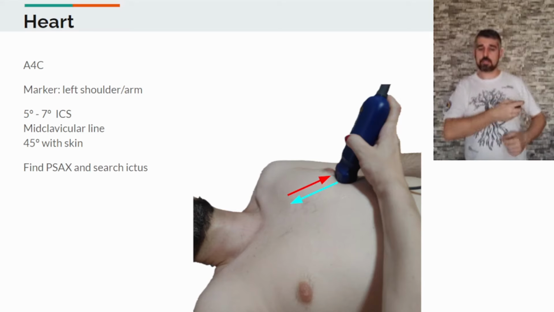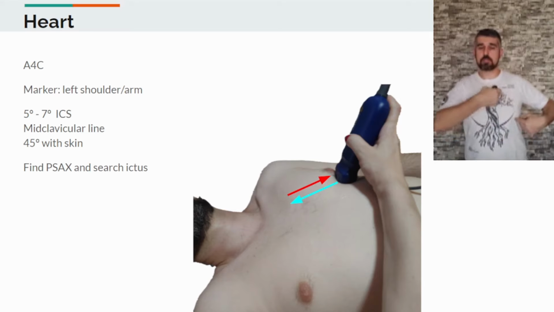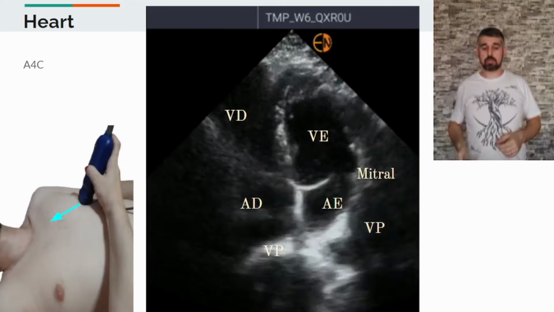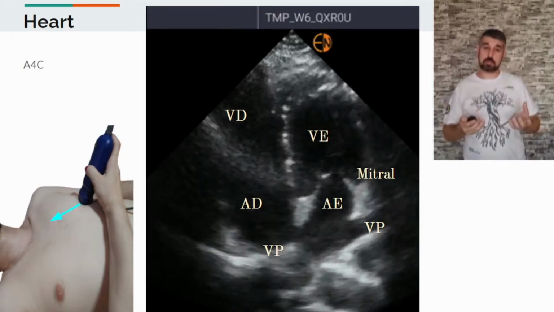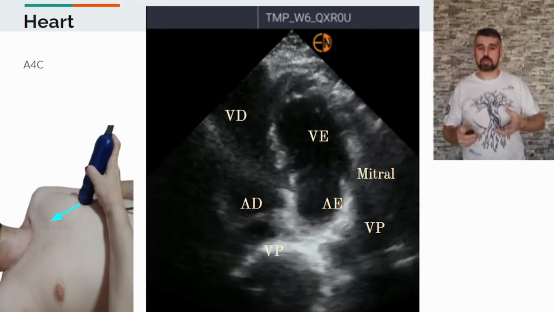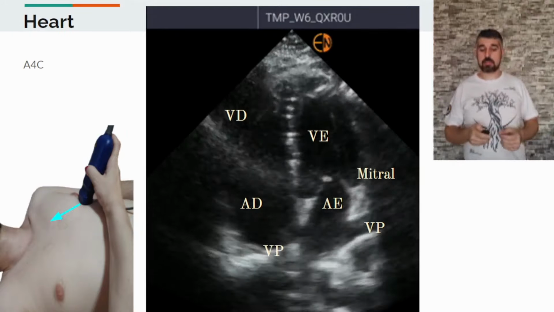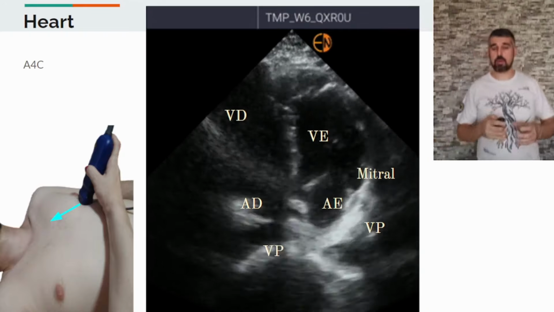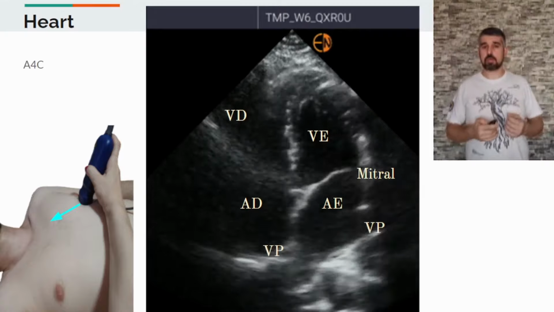And if I find the ictus, I already have this axis because I know where my parasternal view is, and I just turn my probe a little bit so I can cut and get the view I want. So I'm trying to get the 4 chambers. That's why the name is apical 4 chambers. And I can see this. This has a caveat that I don't have other anatomical markings.